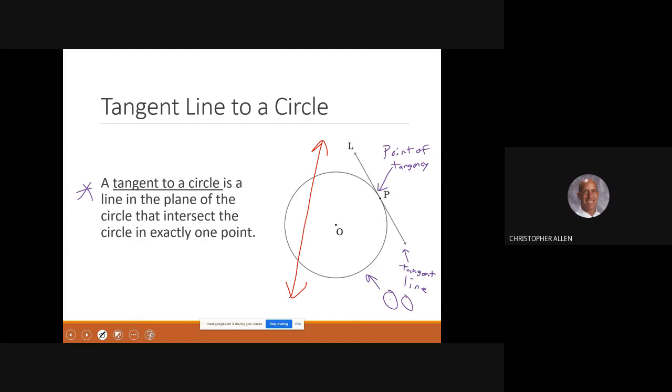Okay, I'll just throw it out there. You guys don't need to know this yet. We'll talk about it later in this chapter. It's called a secant line. Have you guys ever heard the word secant? No? Okay, so that's what that is. It's a secant line, okay? But we're going to focus on tangent lines today.